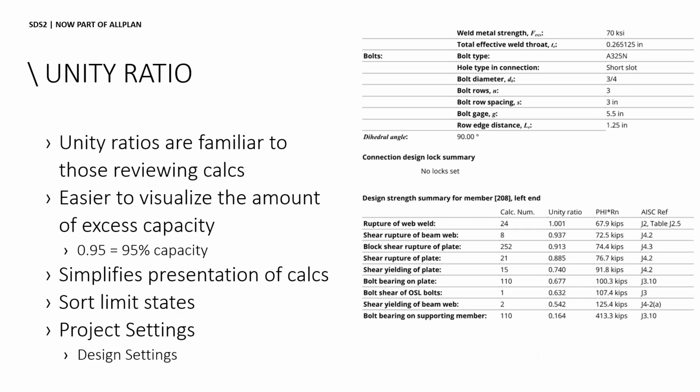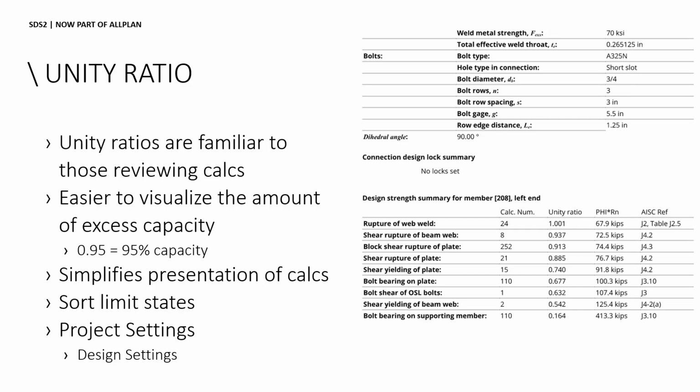Unity ratio. So Colin, I'm going to kind of give this one to you a little bit. Why did we start including this unity ratio in the design calculations, and why is this important? Okay. Well, you see some points there on the slide. Unity ratio is very familiar to engineers and those that will be reviewing our reports. It gives you an easy way to visualize the percent of the connection capacity that's being used. So the example given there, if you have a unity ratio of 0.95, that means you're using 95% of the connection in that limit state, and you can easily tell you have 5% left.